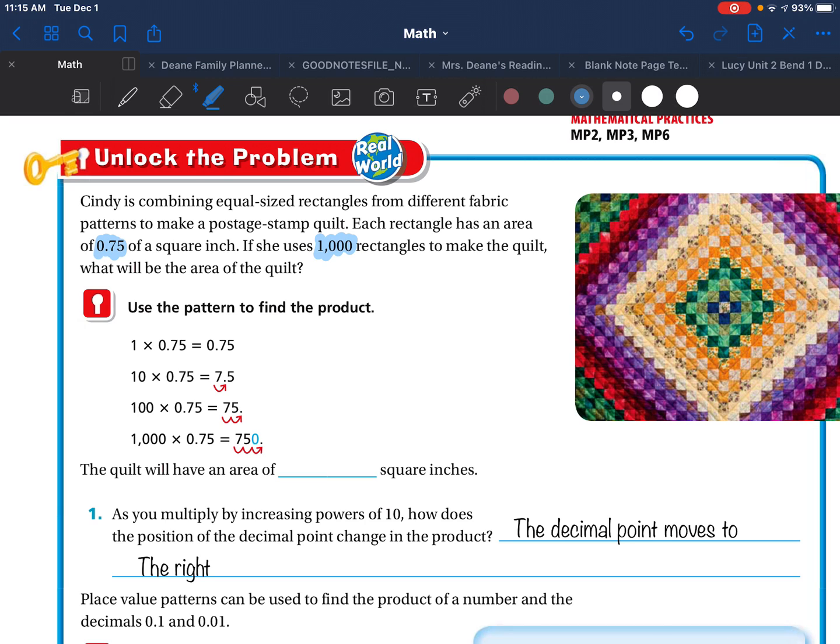So if you look, they set up a pattern from 1, 10, 100 into 1,000, which is increasing. And what you're going to do is take 75 hundredths and multiply them by each power of 10. And when you do that, to get your answer, all you'll have to do is move your decimal point one, or however many zeros there are, to the right. So if you look here, 1 times 75 hundredths, well, 1 times anything is itself. So we have the same answer there.